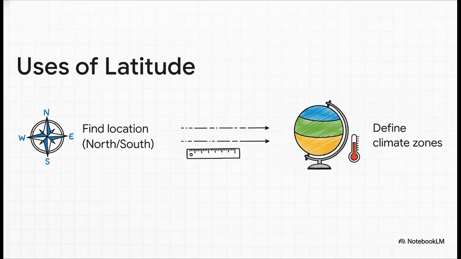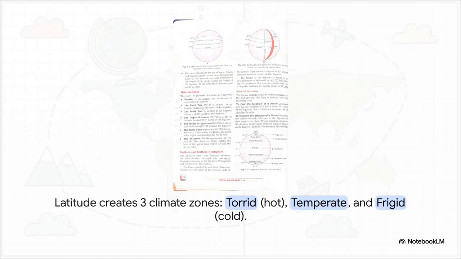Well, it turns out it has 3 really critical jobs. First, it pinpoints our north-south location. Second, it helps us measure distance. Each degree is roughly 111 kilometers. And third, and this is a big one, it divides the entire Earth into distinct climate zones. That's right, your latitude basically determines your climate.